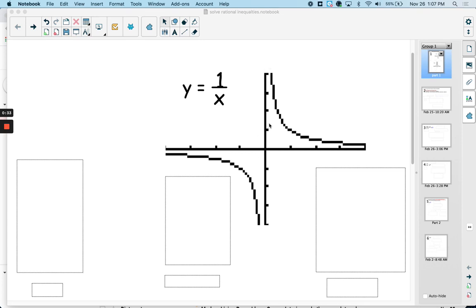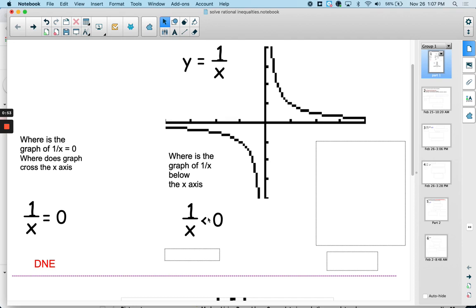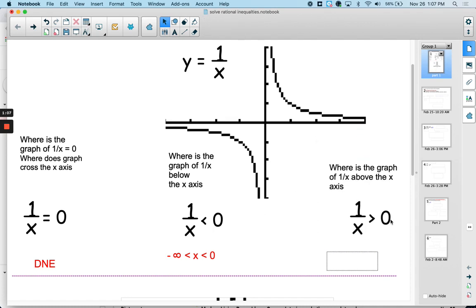Since this is a vertical asymptote, we're not really sure what it's doing there, so we don't include x equals 0 in the solution. So if we take a look, 1 over x is equal to 0, never. It never crosses the x-axis, so the solution to this equation doesn't exist. But 1 over x is less than 0, meaning where is it negative? It's negative from negative infinity up to 0. X is greater than negative infinity, but x is less than 0. And where is it positive? Where is 1 over x greater than 0? From x is greater than 0, but less than positive infinity.